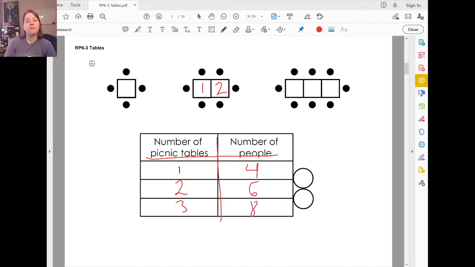So we want to know how much that is changing by each time. We're looking at the sequences the same way that we were before, except now they're going up and down. So 4 to 6 changes by 2, 6 to 8 changes by 2.